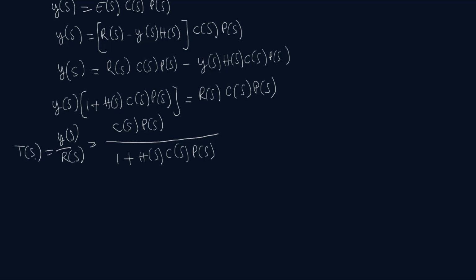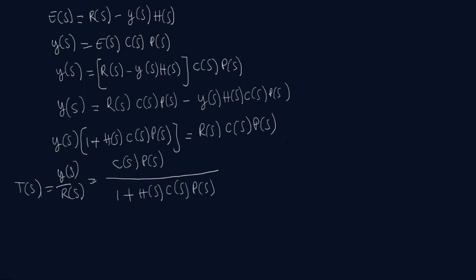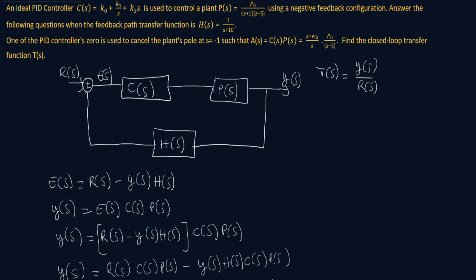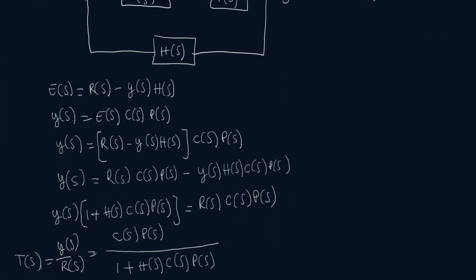So all we need to do from here is just replace the values. I think we are given everything here. We're given C(s)P(s). So in the problem here, it says one of the PID controller's zeros is used to cancel the plant's pole at s minus 1, such that C(s)P(s) is this function right here. So we just need to replace C(s)P(s) by this right here. And then H(s) is 1 over s plus 10. So let's go ahead and plug and play.